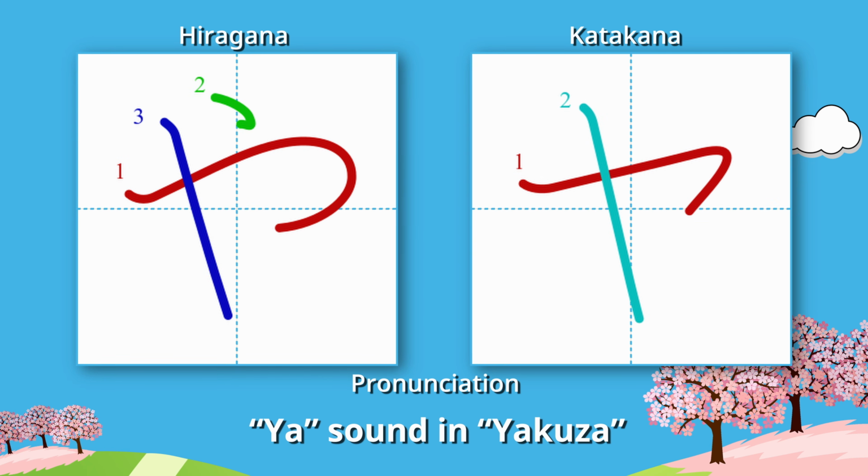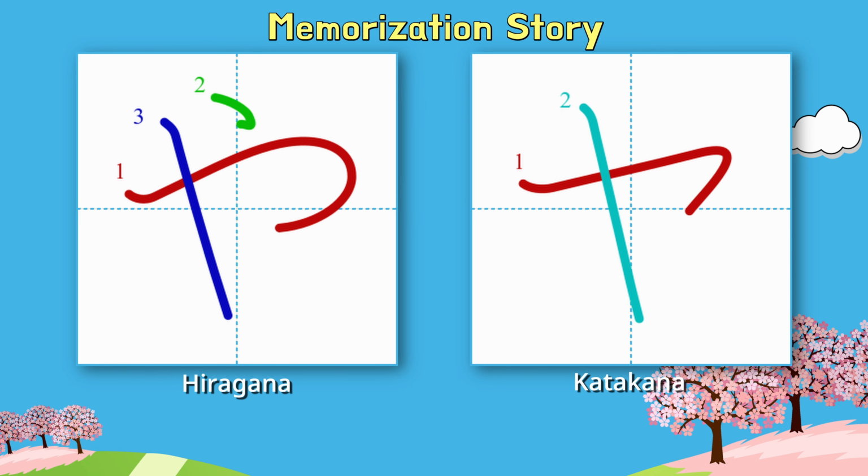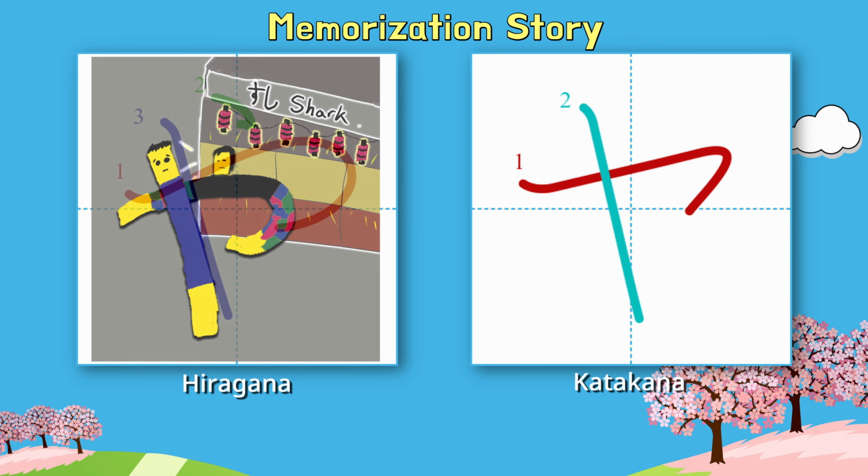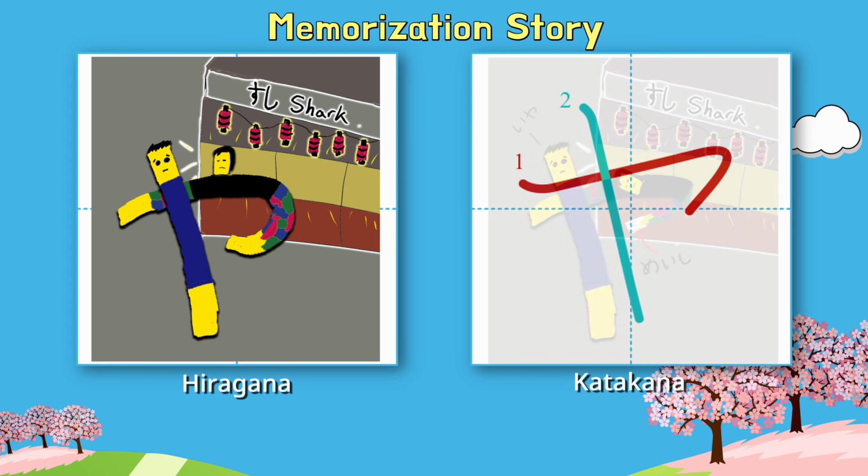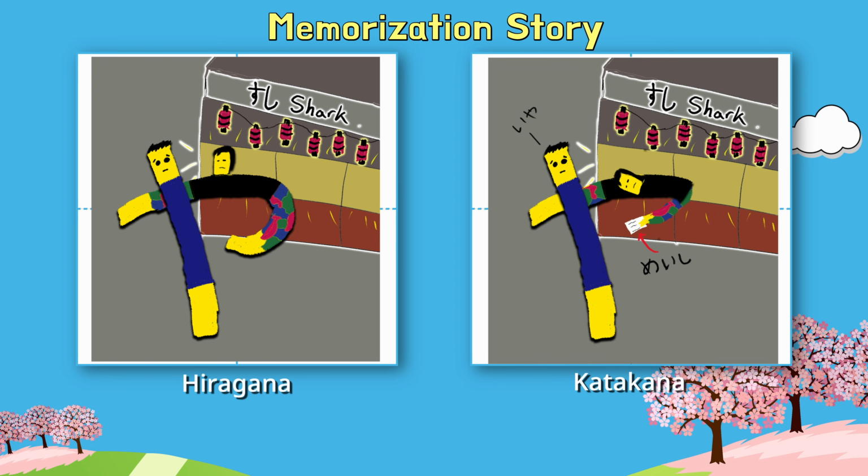These characters represent the ya sound in yakuza, because yakuza is a Japanese word. The hiragana for ya is a yakuza gang member with his arm around a terrified bystander trying to convince him to come into his sushi shop, which is a front for loan sharking. The katakana ya is what happens when you say no to the yakuza. That's him handing over his business card. They're pretty nice usually.